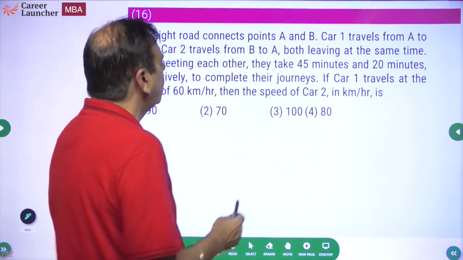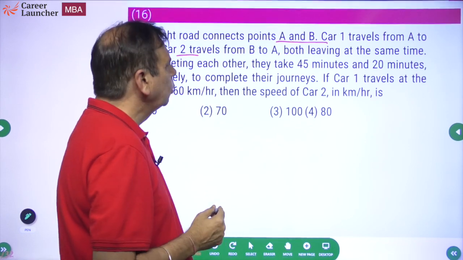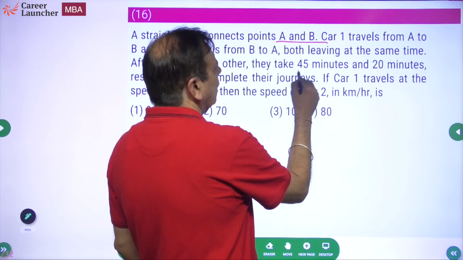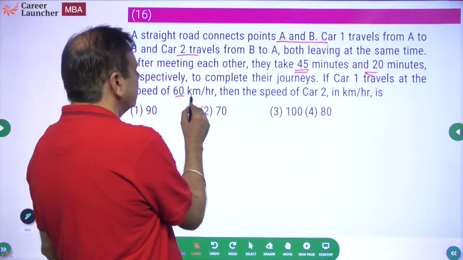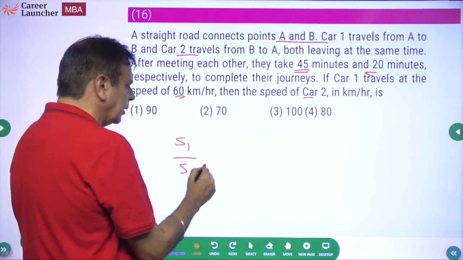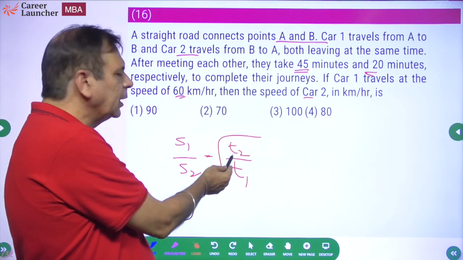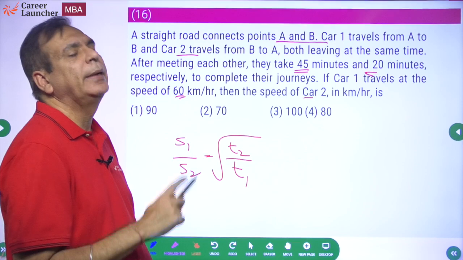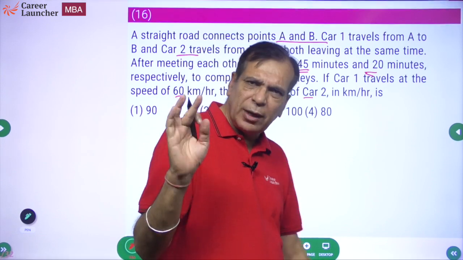A straight road connects points A and B. Car 1 travels from A to B and car 2 travels from B to A, both leaving at the same time. After meeting each other, they take 45 and 20 minutes respectively to complete the journey. If car 1 travels at the speed of 60 kilometers per hour, it's a standard formula question. There is no jugaad. Speed of the first one and speed of the second one will be under root T2 upon T1. T2 minutes is the time taken by the second car to reach the destination after meeting. You know one of the speeds is given, so this will get done. So we'll leave this question. It's an easy, straightforward, formula-oriented question.